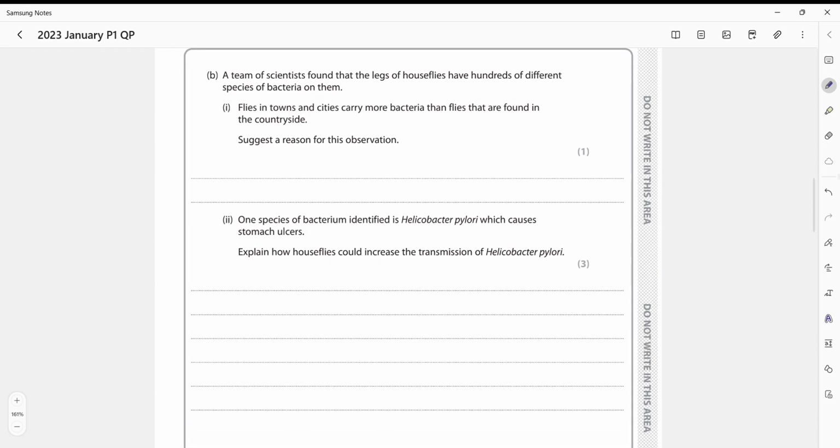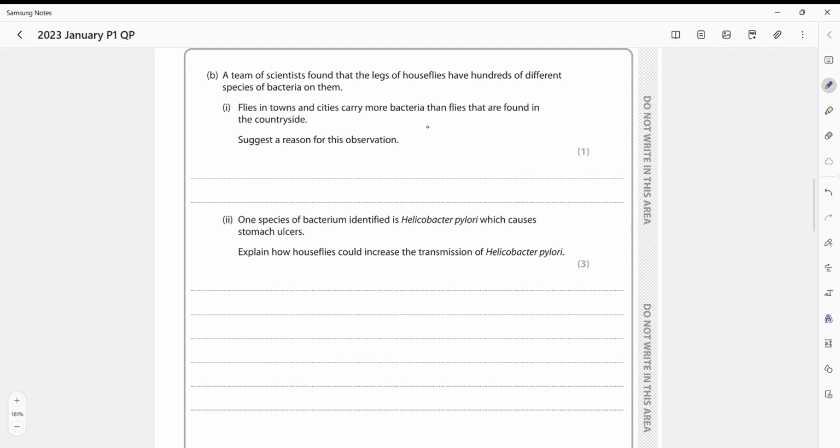A team of scientists found that the legs of houseflies have hundreds of different species of bacteria on them. Oh God. Part 1, flies in towns and cities carry more bacteria than flies that are found in the countryside. Suggest a reason for this observation. Well, because towns and cities are a lot more populated, they might tend to have a lot more sewage or tend to have a lot more rubbish, for example.